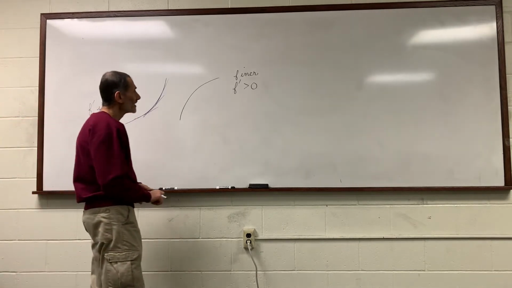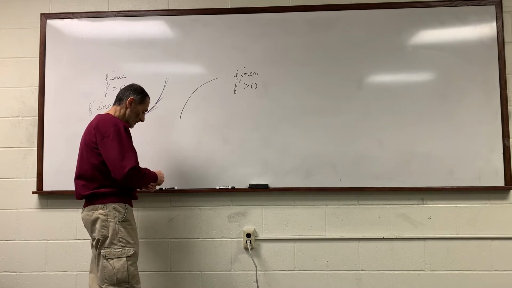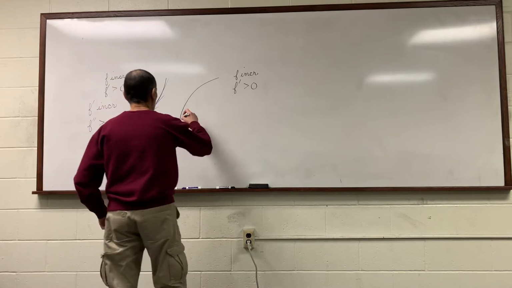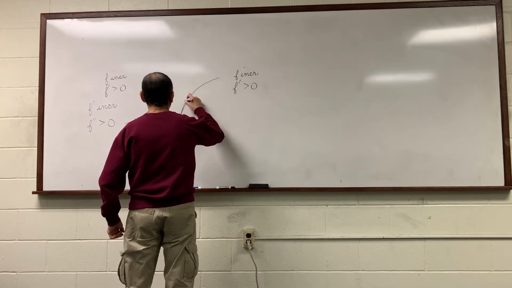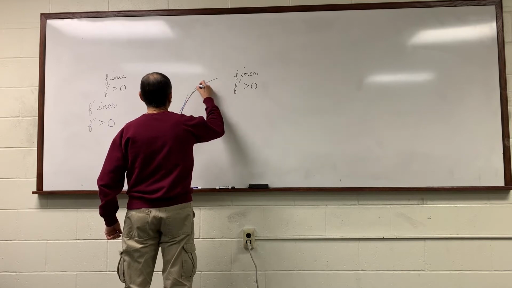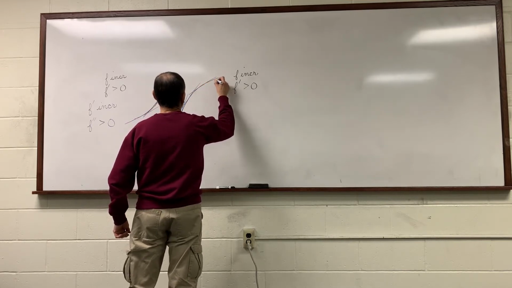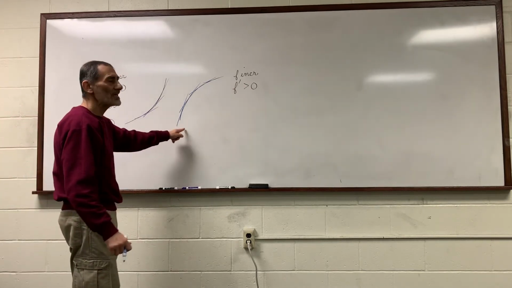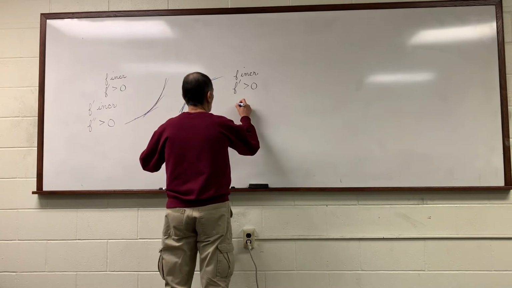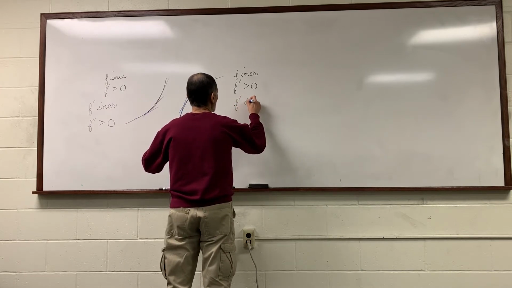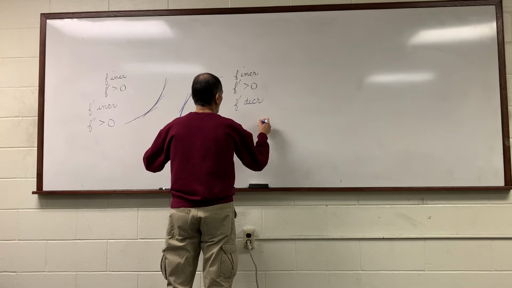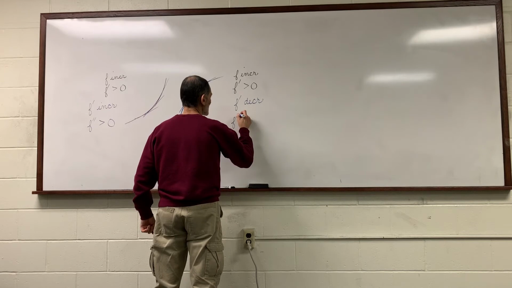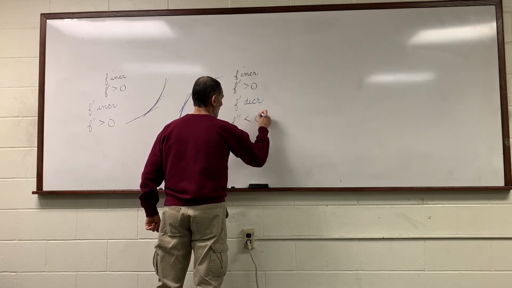Now we can see here that something totally different is happening. Here, the slope is very positive and then becomes less positive and actually approaches zero. So the slope here is decreasing. That is, f prime is decreasing. So logically, we can figure that the second derivative here is negative.